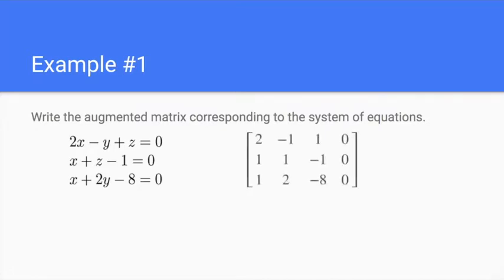Alright, here's our answer. The 2x minus y plus z gives 2, negative 1, 1, and then we see that all three of these equal 0, so you can see the zeros in the right hand column. And so on and so forth. I think this is a pretty straightforward exercise.